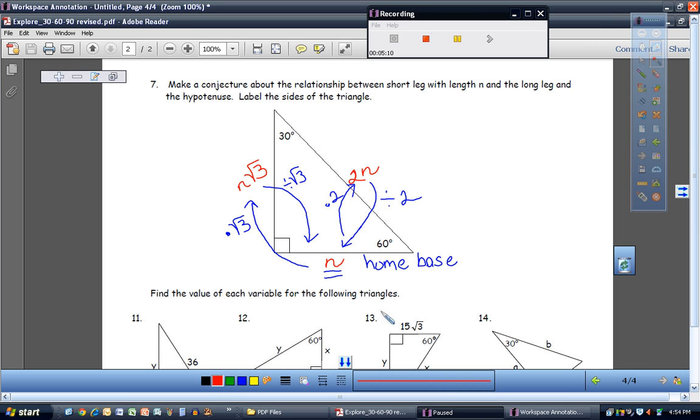So pause the video here and make sure that you get this written down, and then we'll solve some examples for your notes below.